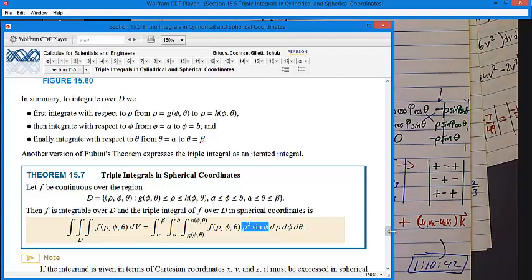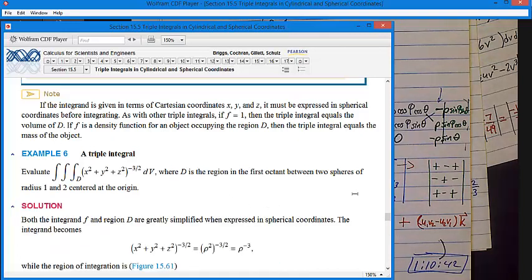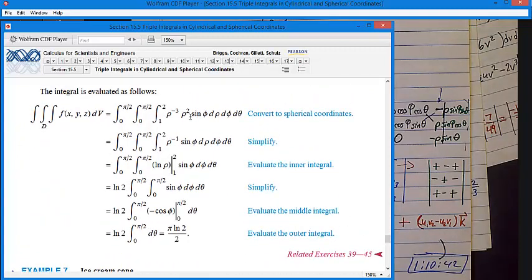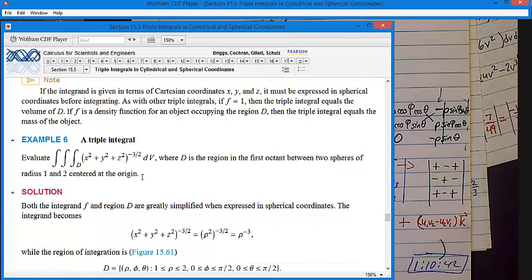Okay, so you'll notice, when they start doing their examples here, the very first thing they're going to do, guys, is this dv is going to be replaced with rho squared sine phi, and then d rho d phi d theta. The only other question is, where did that rho to the negative 3 come from in this example? They could try to show you here that this is rho squared, right? And it was raised to the negative 3/2 power, so that's where rho to the negative 3 came from. You'll see stuff like that. They try to be nice with the integrand in this chapter, because if they're not, it's hopeless.